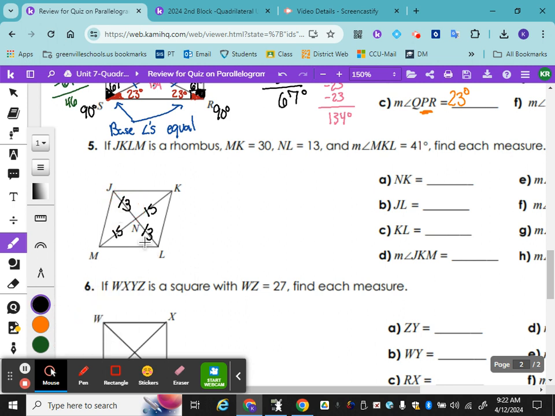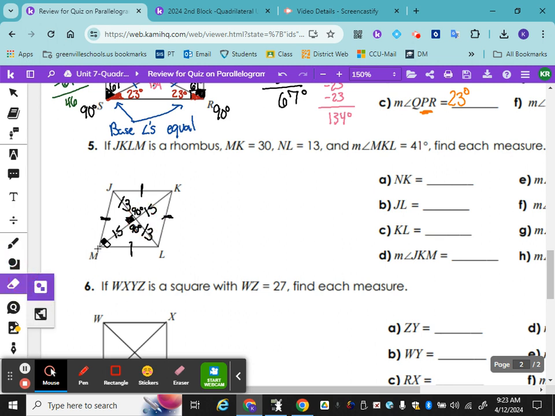My favorite thing to do once I see a rhombus: all the sides are equal and all the angles in the middle are 90 degrees. That's the first thing I do every time. I know I messed up and put the 13 and 15, but all these angles are 90 degrees. So there we go. And so N to K, oh, I covered up N. It's in the middle. Oops, right here.